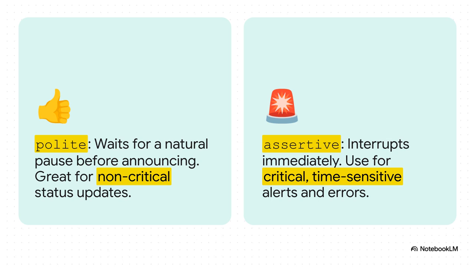And we even get to control how urgent the announcement is. Using aria-live equals polite is the standard. It patiently waits for the screen reader to finish whatever it's saying before making the announcement. It's perfect for something like item added to cart. But for something critical, like an error message, you can use aria-live assertive, which will interrupt whatever's happening to deliver that important news right away.